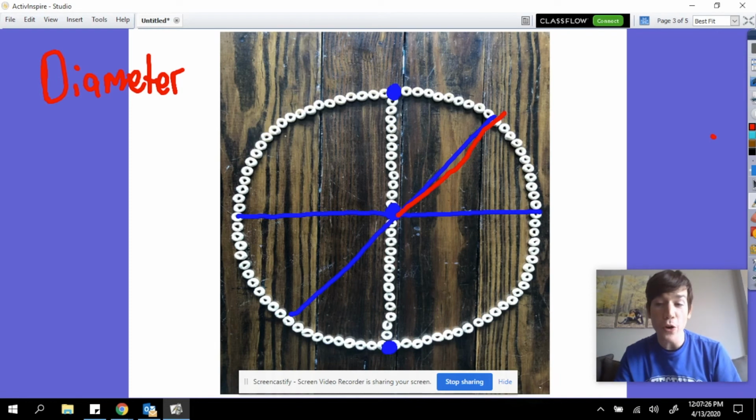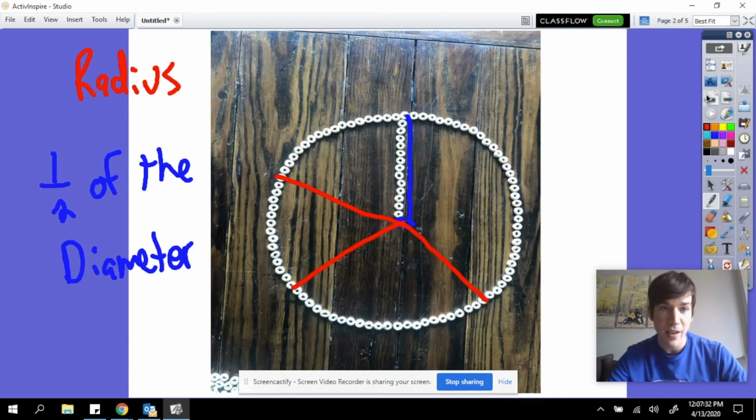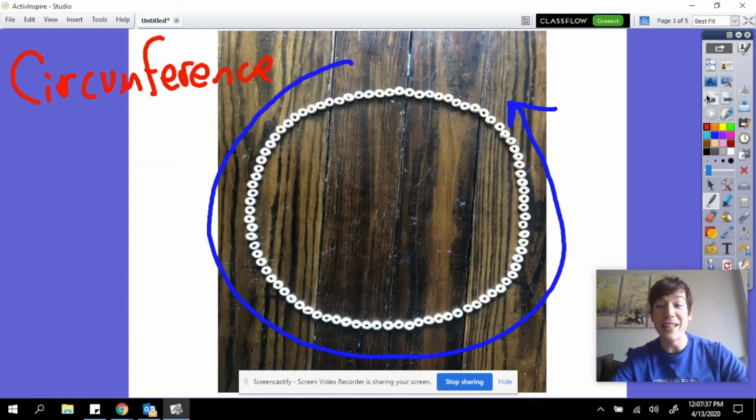Now, what we're going to be talking about today is how the diameter and the radius compare to the circumference of the circle. And how might we use those things to find the circumference or the perimeter of a circle. That's what we're going to be looking at a little bit.